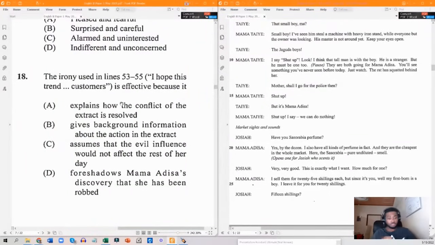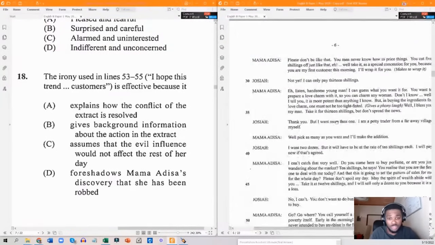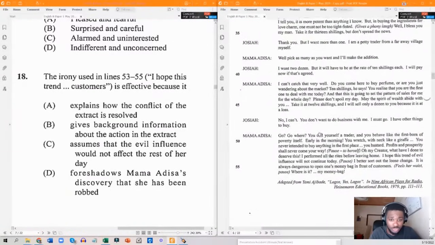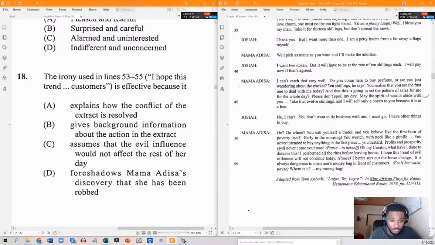All right, 18. The irony used in lines 53 to 55. All right, let's find lines 53 to 55. So somewhere around here. The irony used in these lines is effective because what? Why is the irony effective in these lines?